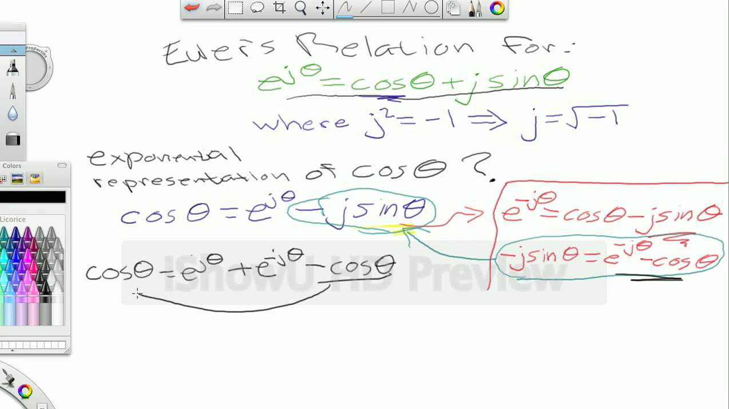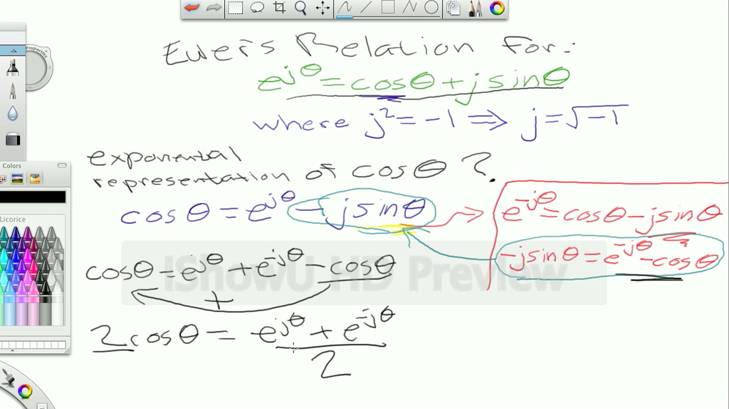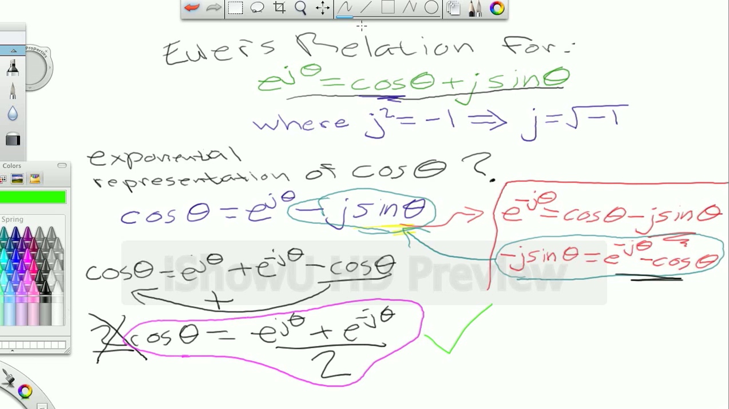We're going to bring this over here because of addition, and we get 2 cosine theta equals e to the j theta plus e to the negative j theta. We're going to divide by 2 here, and get that, cross this 2 out, and here's your answer right here. Pretty simple. And to check it, we're simply going to put a check. And that's how you get the exponential representation of cosine theta.